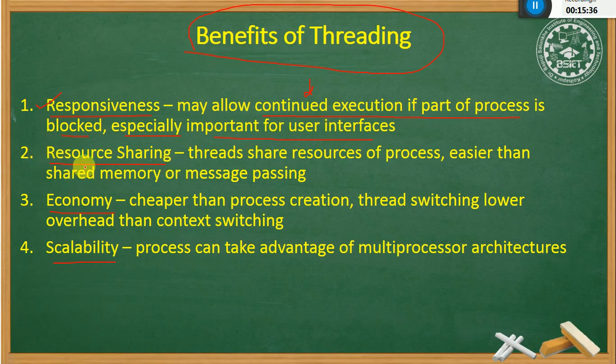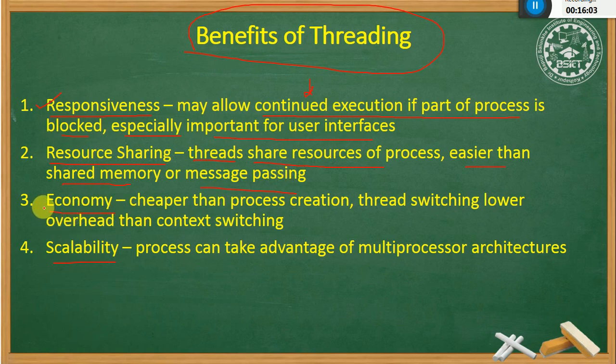Second, resource sharing. In threading, threads can share the resources unlike a process. So it can share code, data segment as well as open files. Using shared memory and message passing, the threads can easily share the information.